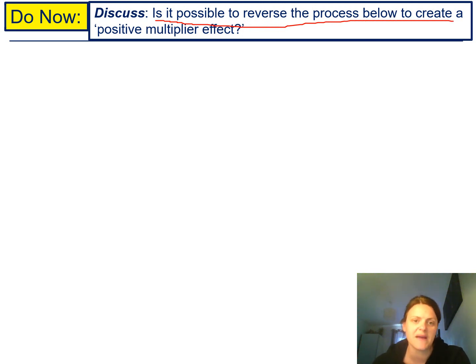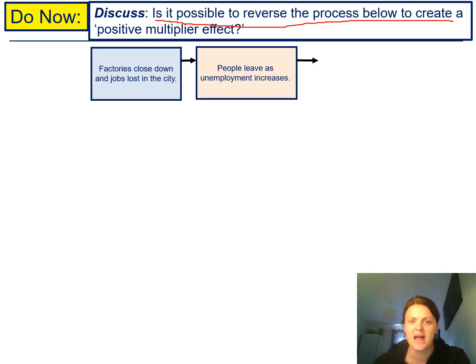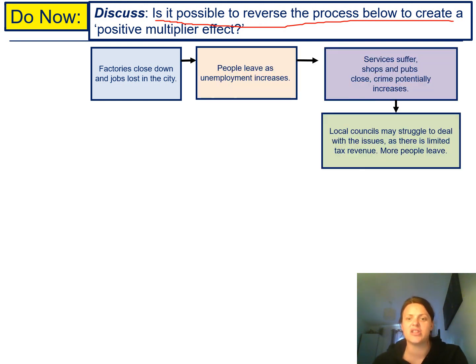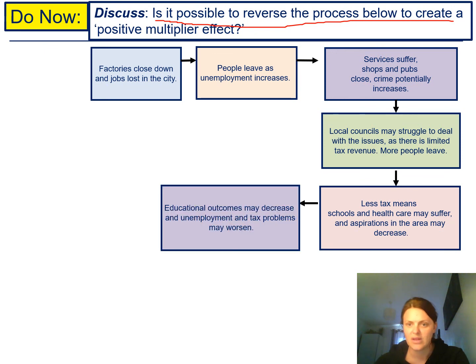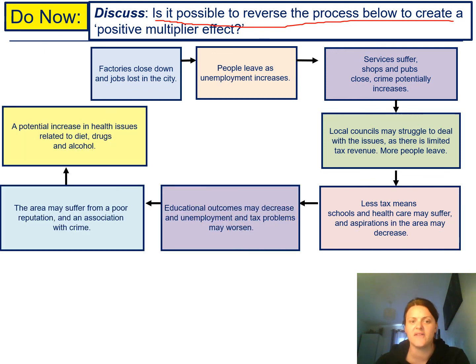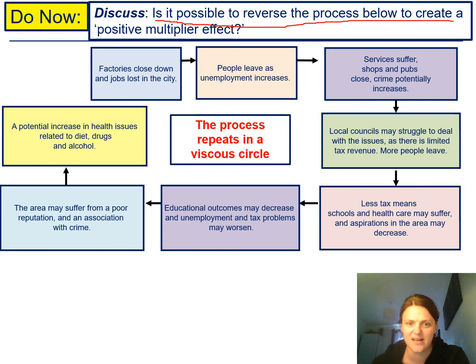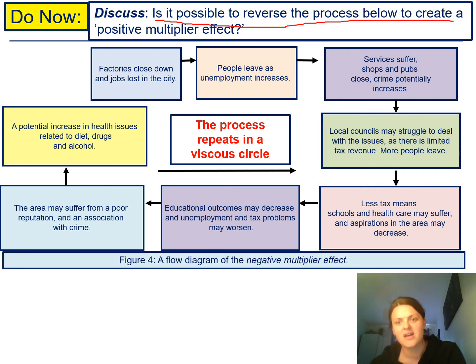This is what we looked at last week. So this is where deindustrialization has happened, causing all these negative outcomes within the inner city. So how can we change this to make it positive? Give yourself about 10 minutes, guys, and really think about this. You might want to copy this out again and change it so that all the effects in the chain are positive.